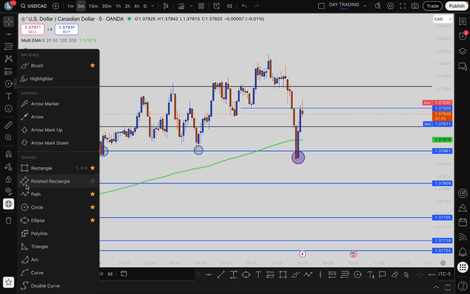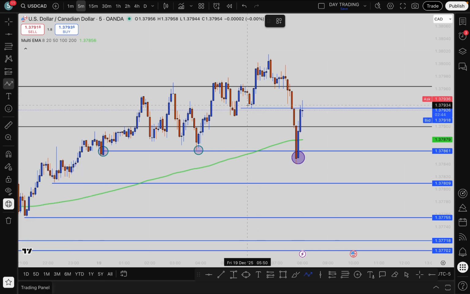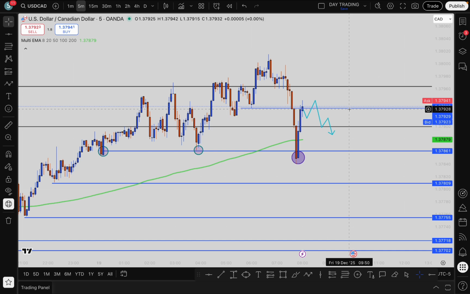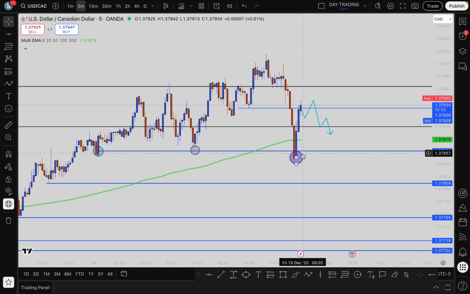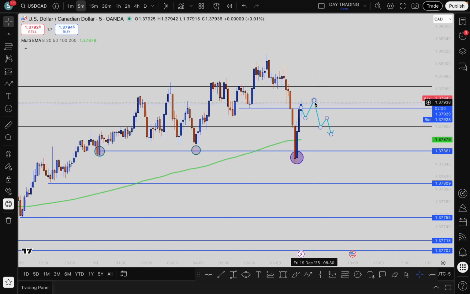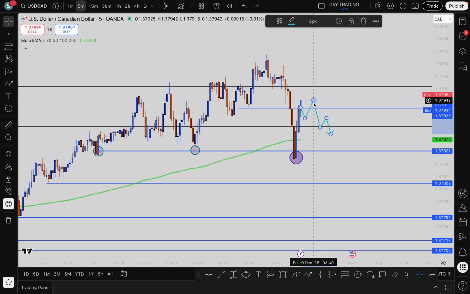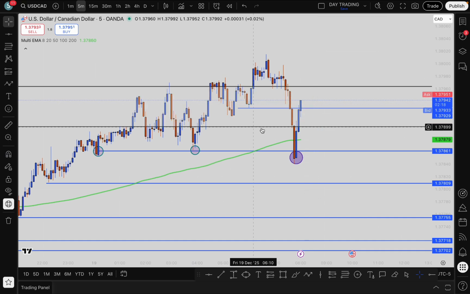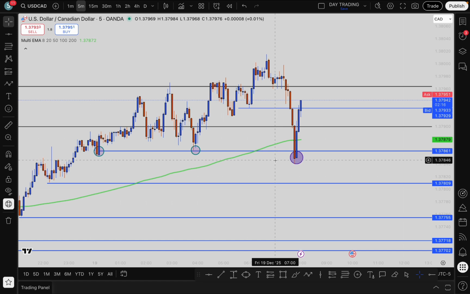So let me show you what I'm kind of looking for. So right now we look like we could retest this area. So what I'd be looking for is a structure like that to get into the trade. I don't know how far price is going to pull back up, but that's where I'm kind of looking to get into this trade.